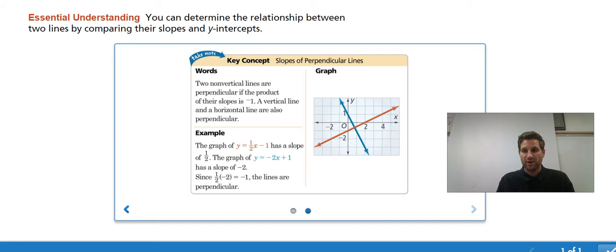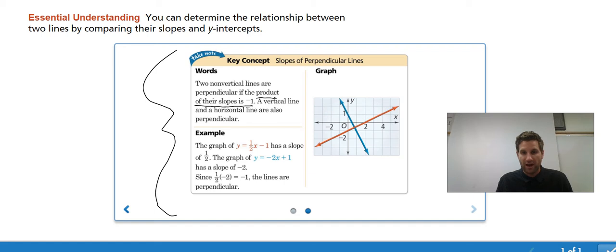And this is perpendicular lines. So go ahead and write this box down as well. Perpendicular lines have slopes that make a product of -1. We're going to look at that as opposite reciprocals. So we want to go ahead and look at that. Vertical and horizontal lines would also be perpendicular.